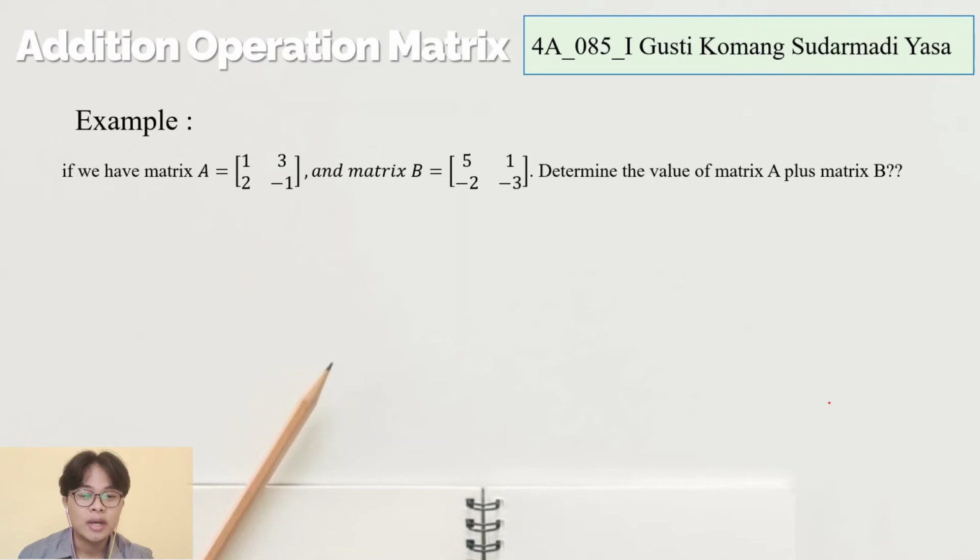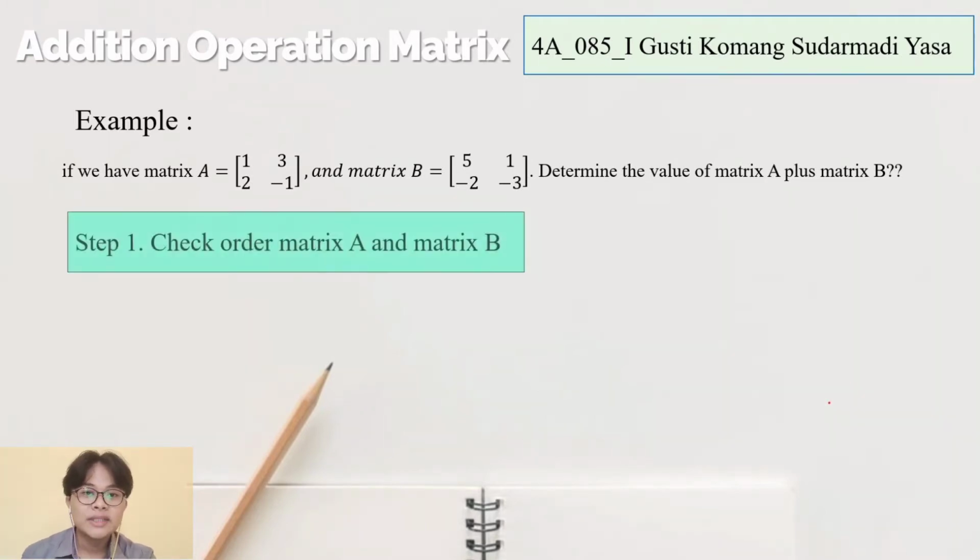Example of addition of matrix operations. If we have matrix A with elements 1, 3, 2, minus 1, and matrix B with elements 5, 1, minus 2, minus 3, determine the value of A plus B. Okay? Please pause the video and answer the question I gave. If you have got the answer, then continue this video to correct your answer.